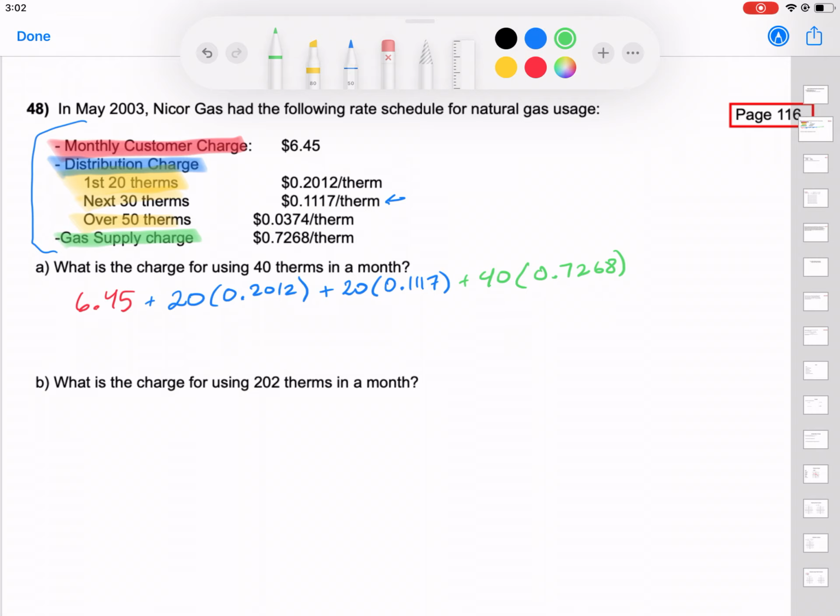In the end, you're just going to go ahead and type that all into your calculator. And luckily for you, you don't have to wait for me to type all that in. I have the answer right here. You get $41.78.